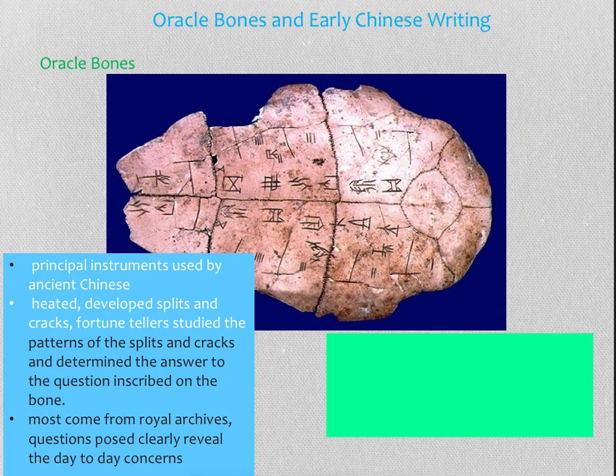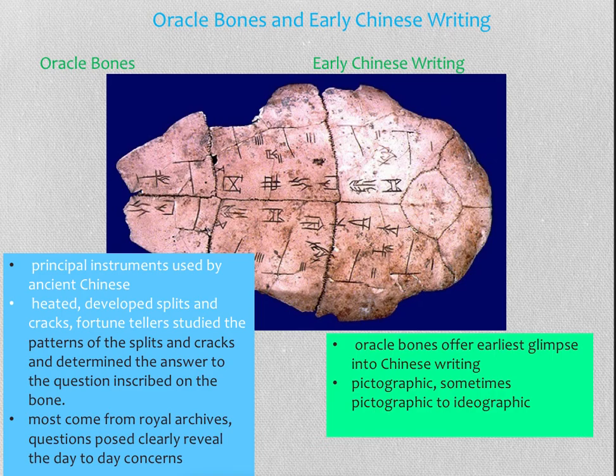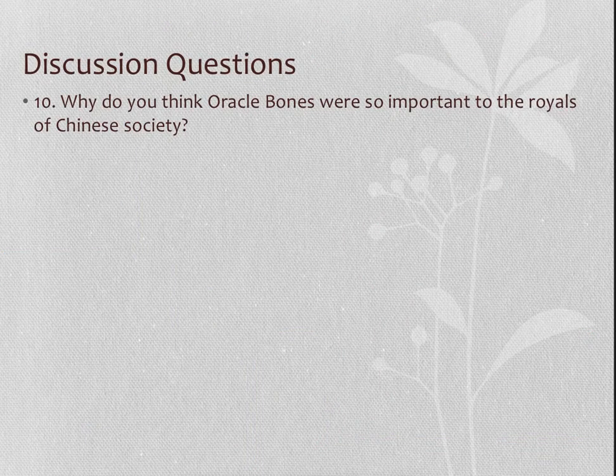Here's another example of the oracle bones. Later on, the oracle bones will turn into pictographs. They'll use pictographs for their language, and these pictographs will turn into ideographs, so the idea that maybe two pictures will represent one idea. So discussion question 10: why do you think oracle bones were so important to the royals of the Chinese society?